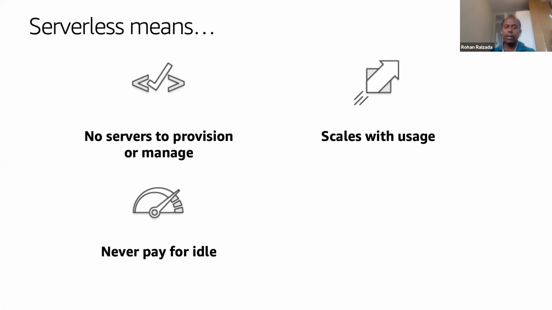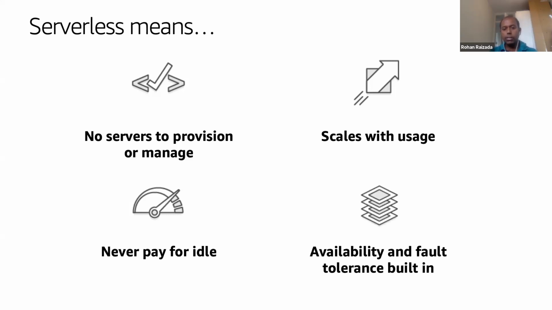The third benefit is you don't have to pay for resources when they're idle, as opposed to running servers where you are always paying. With serverless, you only pay when an event or a request comes in and you're doing something with that. The last is that availability and fault tolerance are built in. With servers, you typically have to provision in multiple availability zones and have additional failover setup. With serverless, all of these issues are something AWS takes care of.